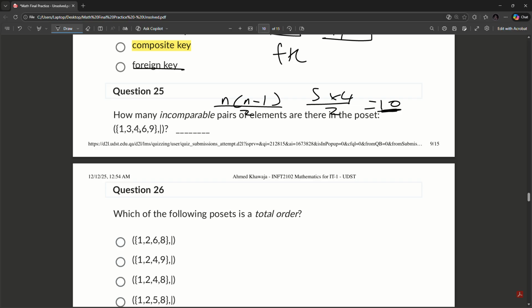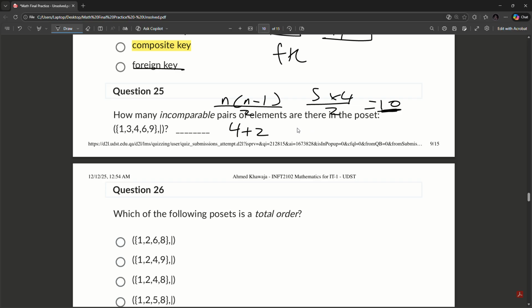So 1, 2, 3, 4. Yeah, you immediately get 4, right? Because 1 goes into everything. So that's 4. 3 goes into 6, and 3 goes into 9, right? Plus 2. 3 does not go into 4. 4 does not go into 6. 4 does not go into 9. So there are six comparable pairs.